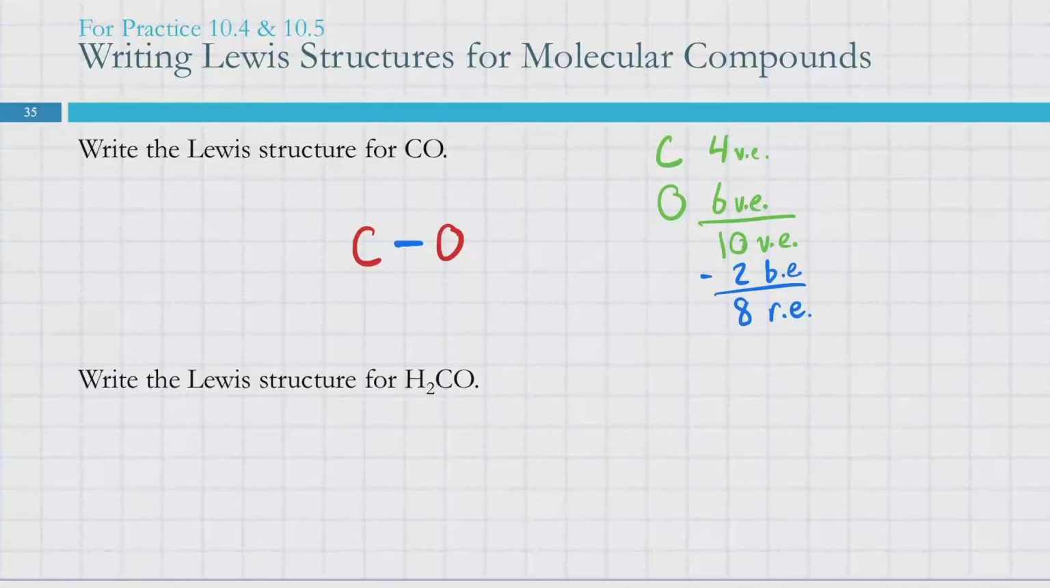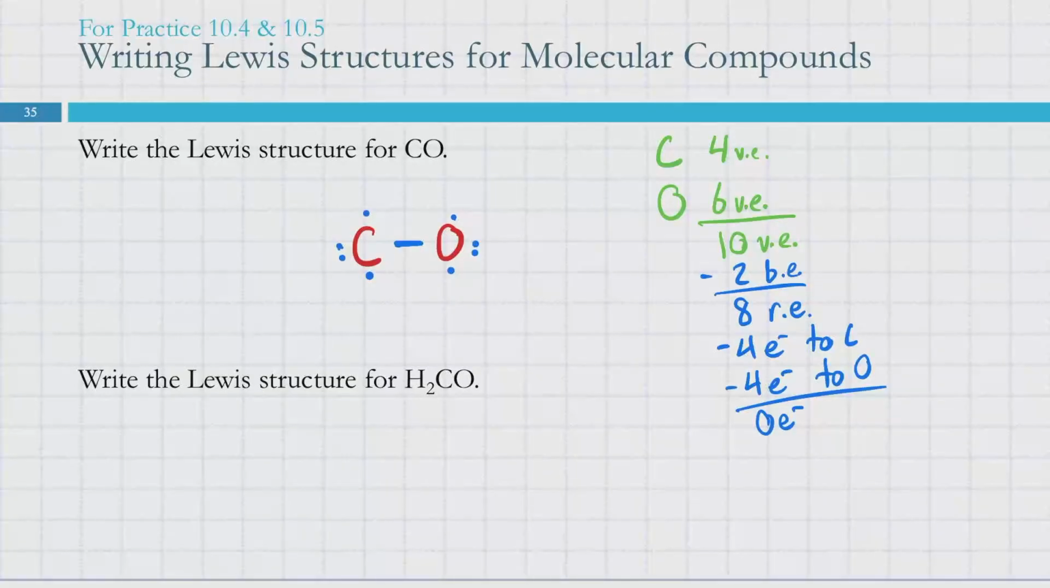We've got 2 places that we can place them. We'll just share them evenly. So we'll give each of these 4 valence electrons. 4 electrons to carbon, 4 electrons to oxygen. That leaves us with 0 electrons left. That means all of our electrons are on the board, everything's placed.